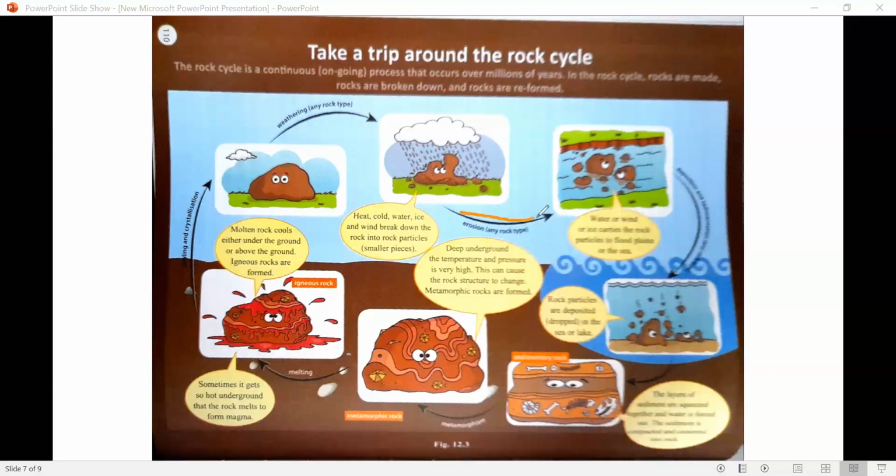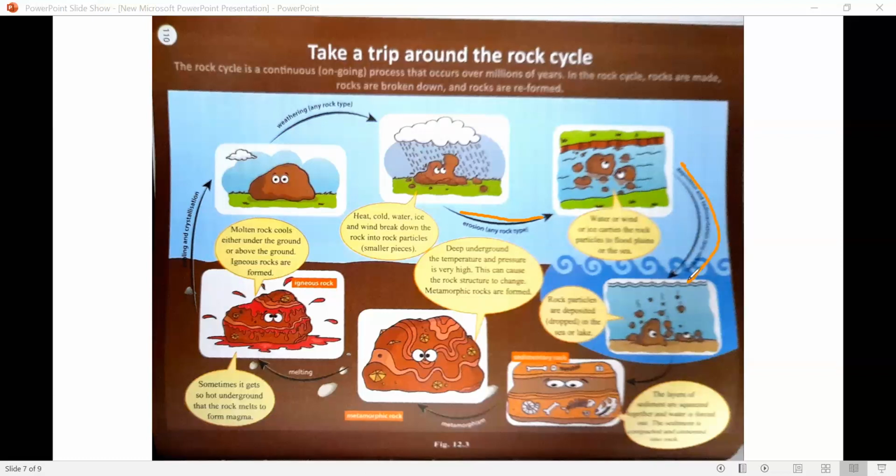Now, erosion of any type of rock. Erosion happens over here in the river, like this rock is now going to the river. Water or wind or ice carries the rock's particles to rivers, plains, or the sea. Okay, so this is a sea, or we can say a plain. Over here the rock particles are carried in the river by the water, by the weather conditions, by the wind. Okay, then what happens?